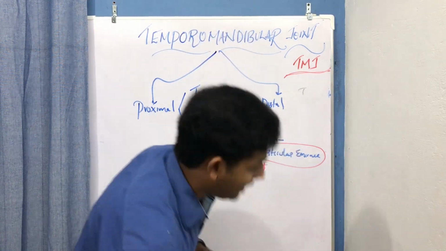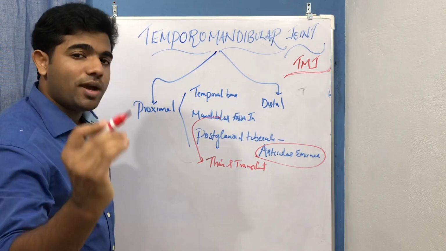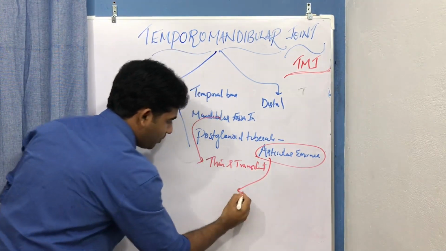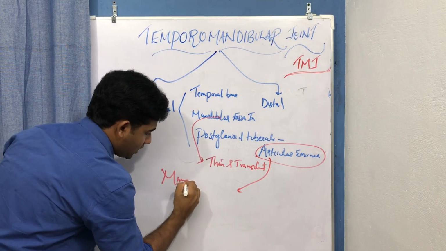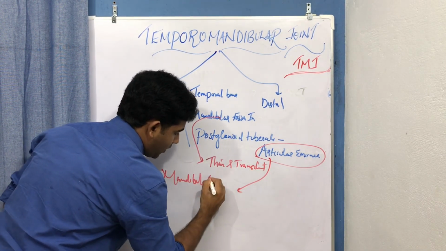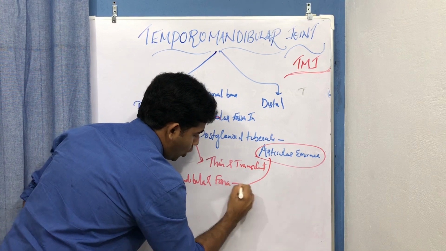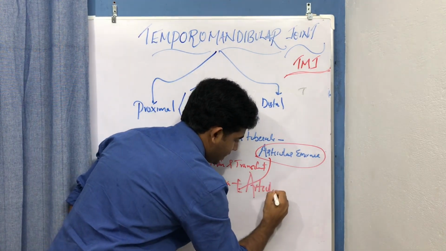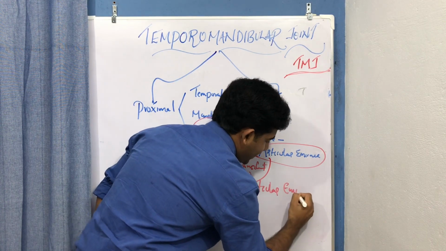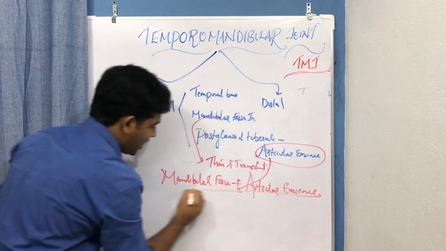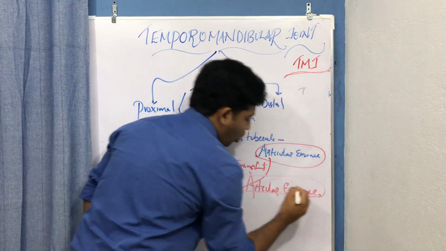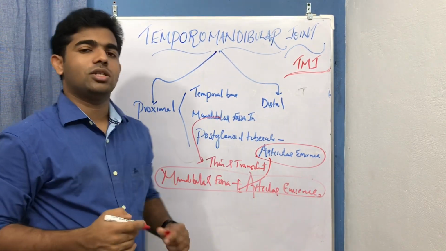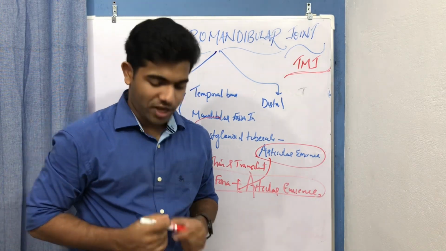So, more clearly, you can say the temporomandibular joint's proximal articular surface is the mandibular fossa along with the articular eminence. The mandibular fossa along with the articular eminence is the proximal articular surface of the temporomandibular joint. All right? Yes, very good.